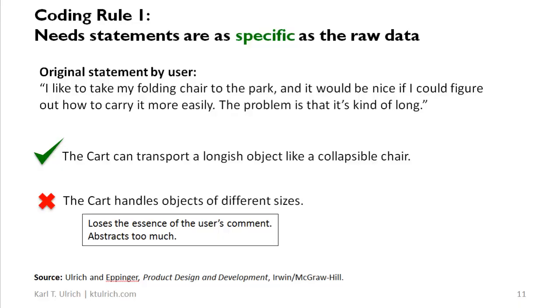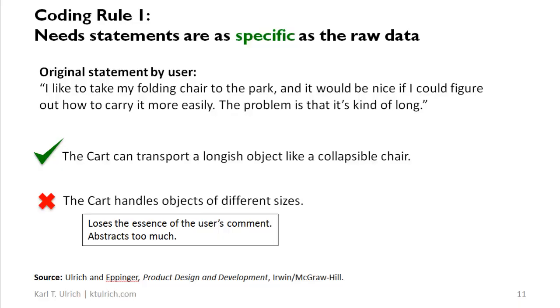As a general rule, you're going to take a statement that was made by the user or an observation that was made by the user, and you're going to code it in accordance with a few rules. So here's the first rule. It's really important that your needs statements are exactly as specific as the raw data. And let me give you an example of what I mean by that.